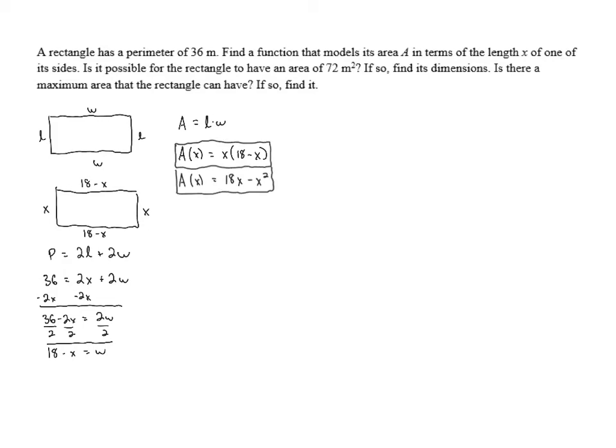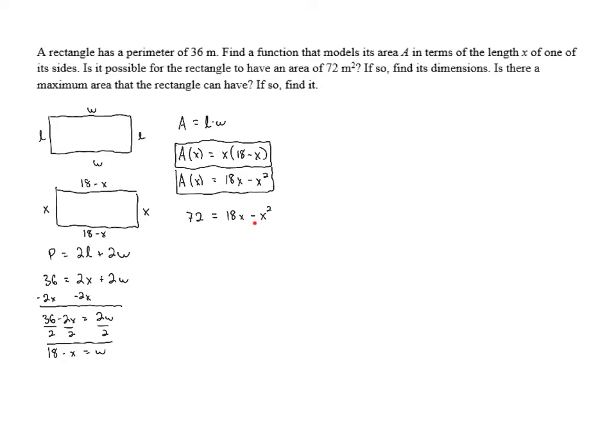All right. Now we're being asked, is it possible for the rectangle to have an area of 72 meters squared? To figure this out, we replace A, the area, with 72, and then we try and solve the corresponding equation. This is a quadratic equation. We have different ways of solving this. We could try factoring or the quadratic formula, but it's going to be optimal for us to move all of the terms to the same side first.